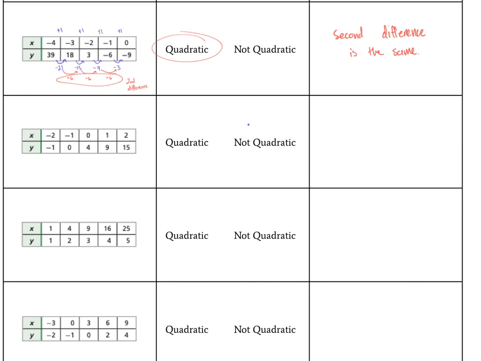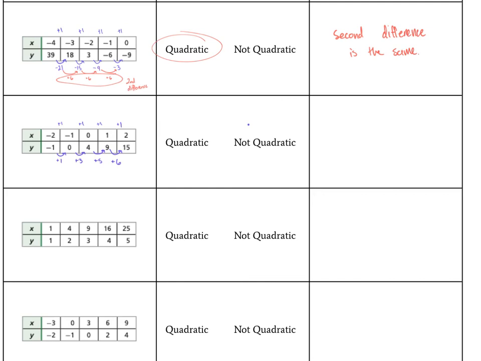All right, so let's do one more. The one below it. From negative 2 to negative 1, we went up 1, up 1, up 1, up 1. So all of our x values are increasing by the same amount. So that's a good place to start. From negative 1 to 0, we went up 1. From 0 to 4, we went up 3. From 4 to 9, we went up 5. And from 9 to 15, we went up 6.